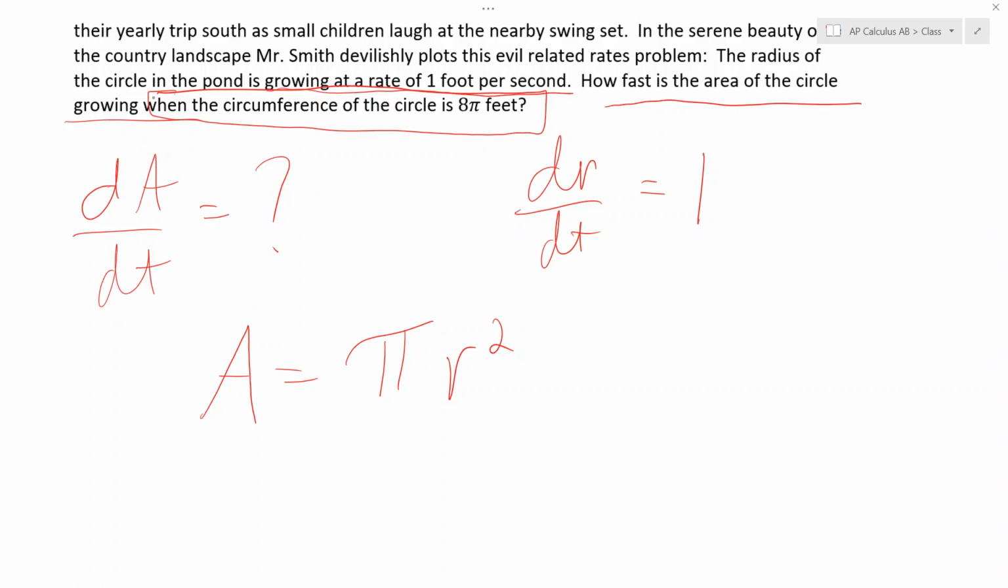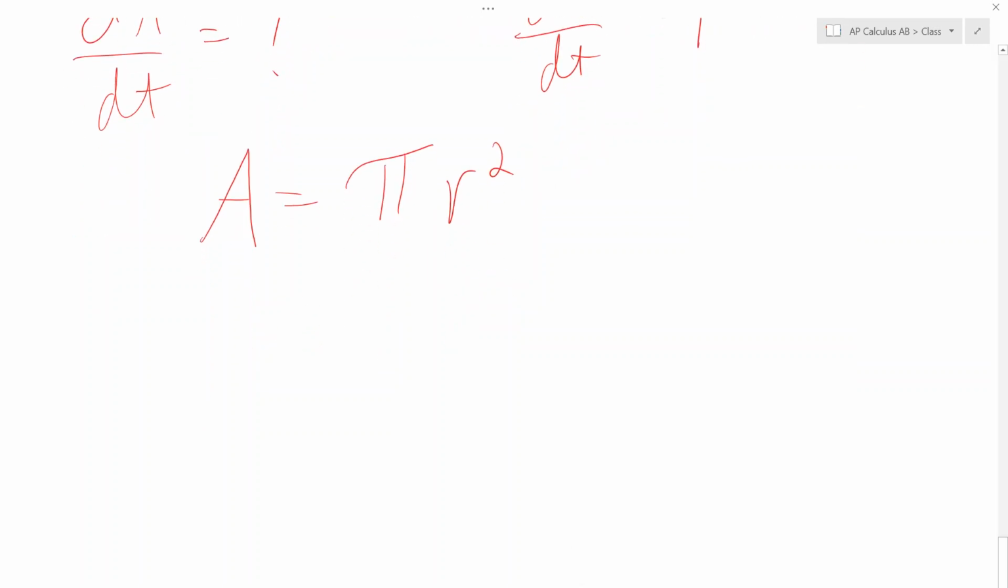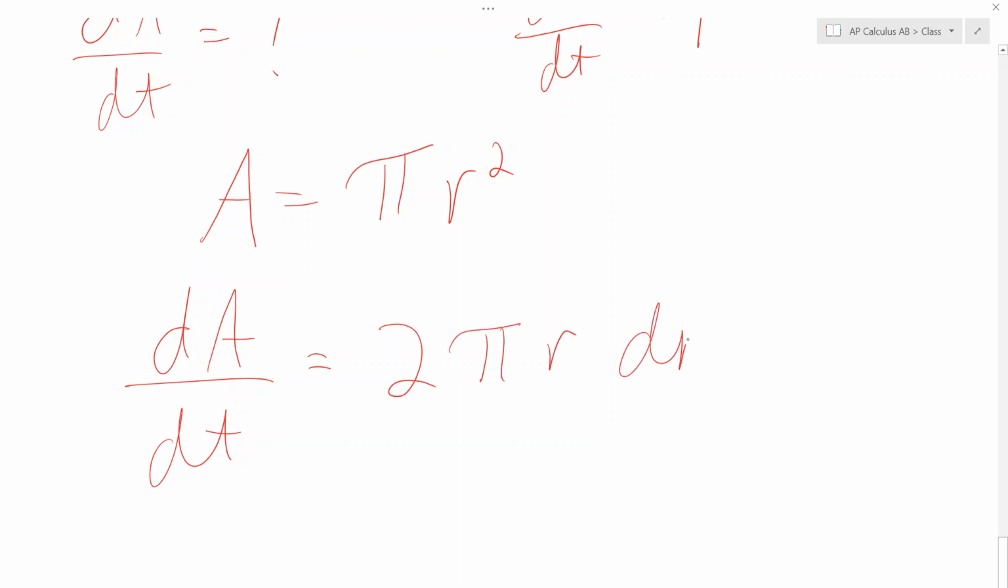Okay? Your main goal is what rate of change do I know? What rate of change do I want? Okay? So we want rate of change of area. We know rate of change of radius. That's great. We have an equation with both of them in it. Get it on there. Derive it. When we derive the left-hand side, we get dA/dt. When we derive the right-hand side, we get 2 pi r dr/dt.